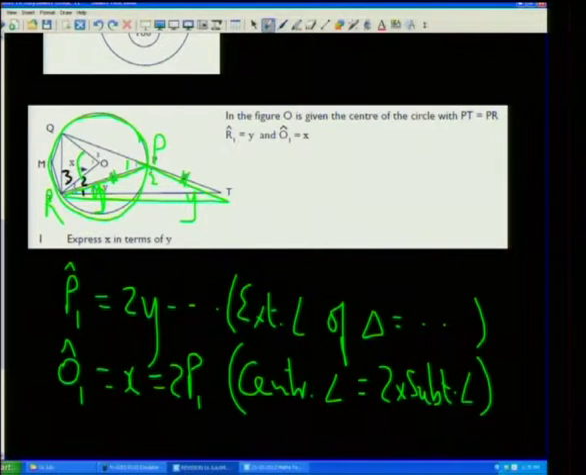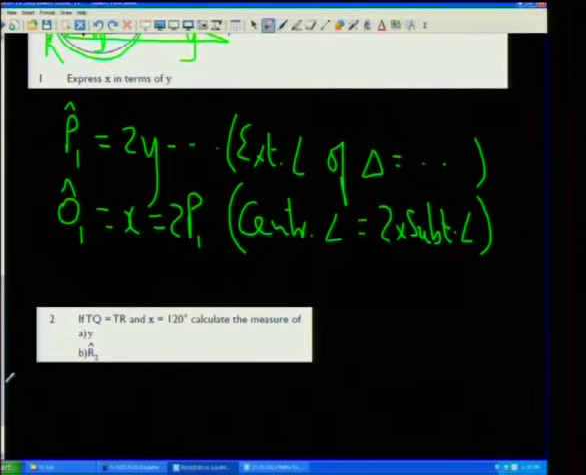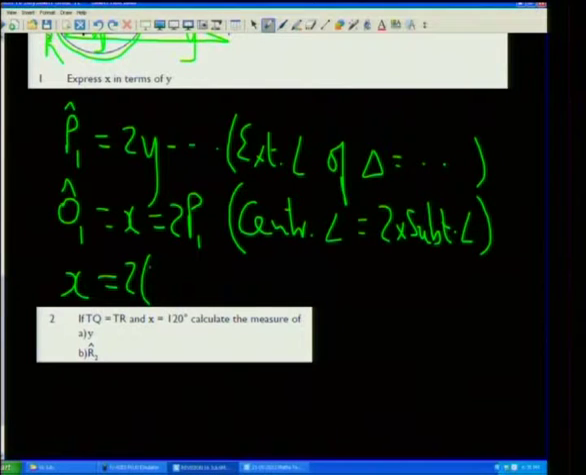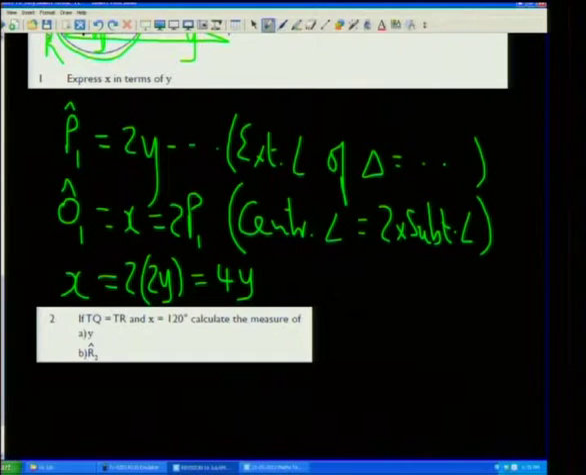But then you can go back to the first line that said P1. Where you see P1, you can put 2y, and you do exactly that. Then you have that x is equal to 2 into 2y. Then your x is actually 4y. Right. So that's the first part of that question.